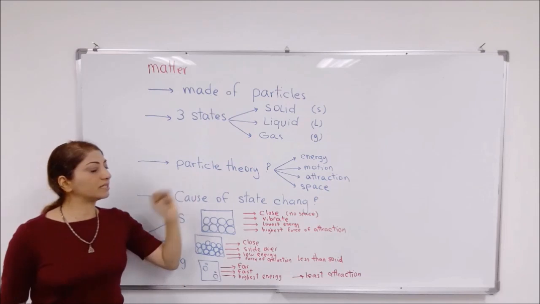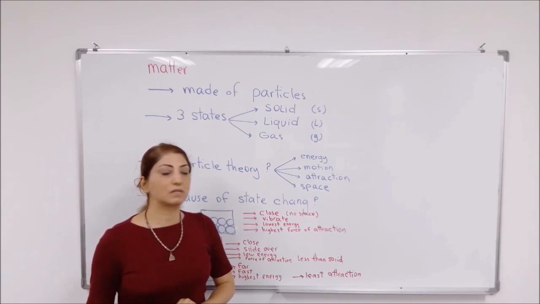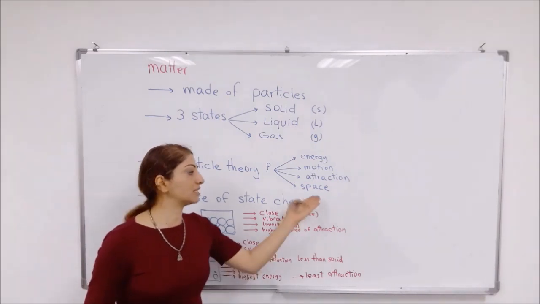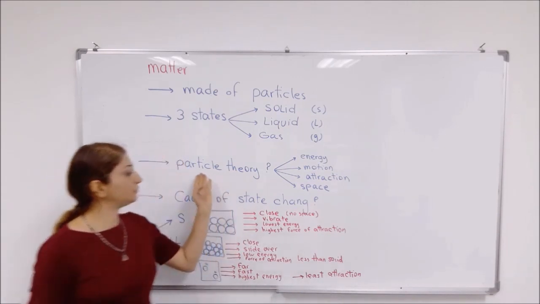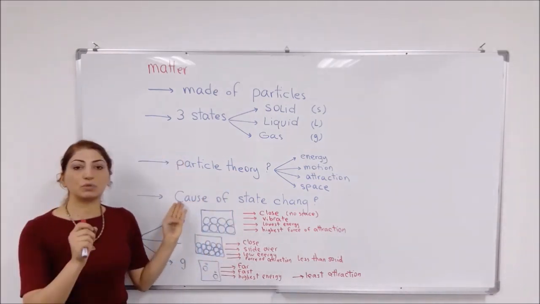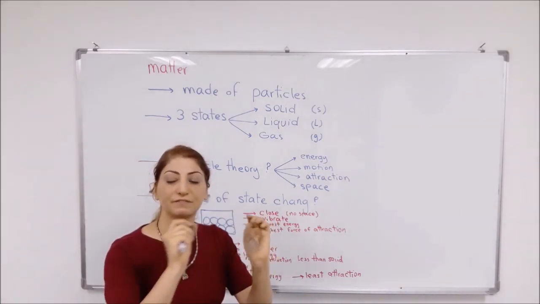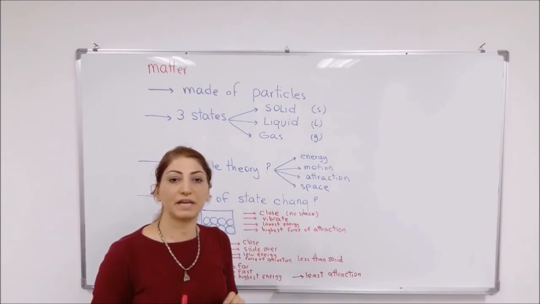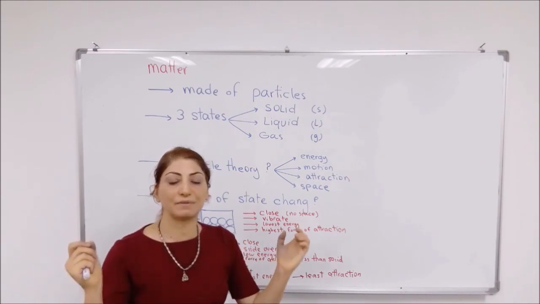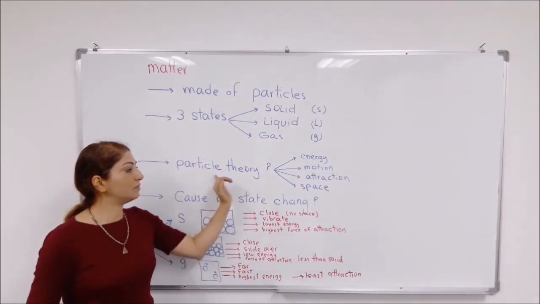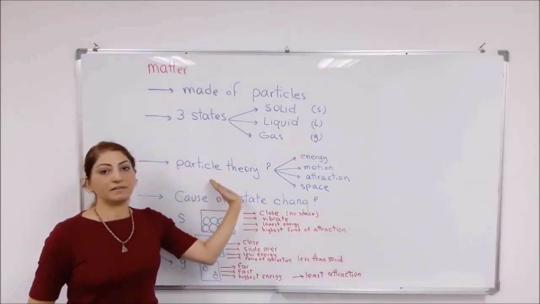These are those tiny particles inside the matter, the molecules. What is called particle theory? Particle theory talks about the amount of energy, the motion and force of attraction, and the space between each particle of the matter. So if you want to look further into matter and find what gives them those different states, and how the conversions between the states happen, you have to look into particles, and you can define it as particle theory.